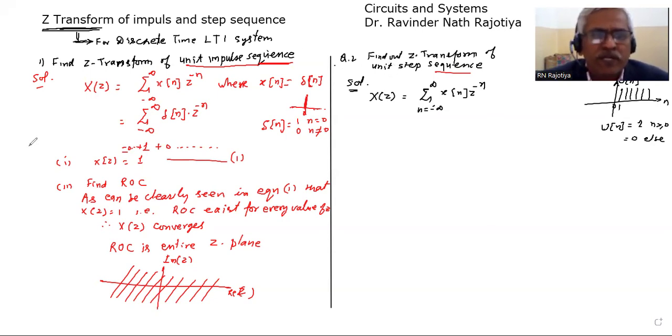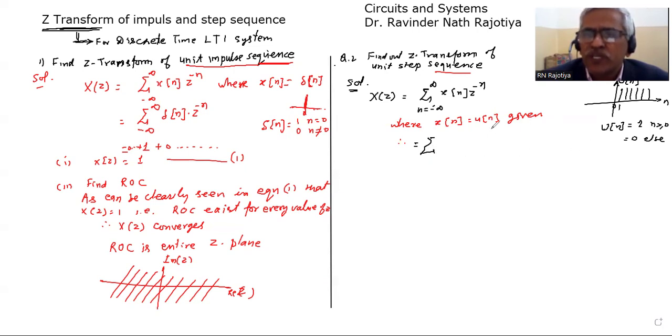So let me mark it with a different color, where x of n is equal to the unit step u of n, as given in the question. So putting this value there, the above equation X of z will be equal to the summation.